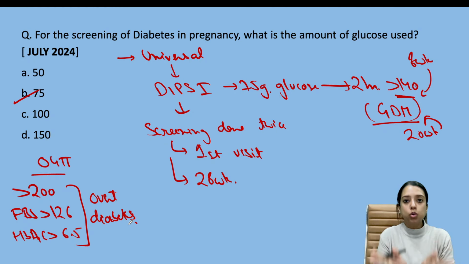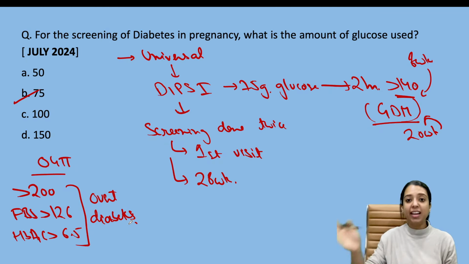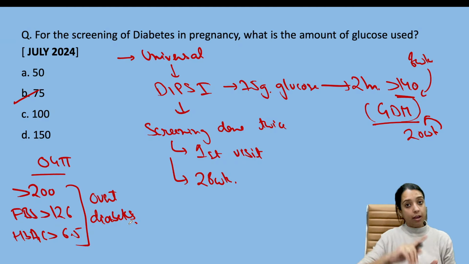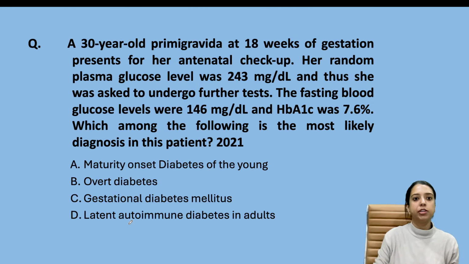It depends on the sugar values. Question आया है इस पे. So if at 12 weeks your sugar values are below 200, you are GDM. If it is more than 200, you are overt diabetic. ठीक है? देखो, this was the question.